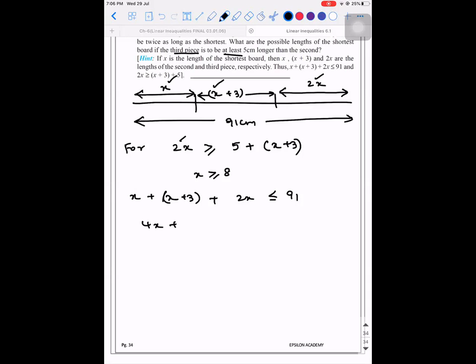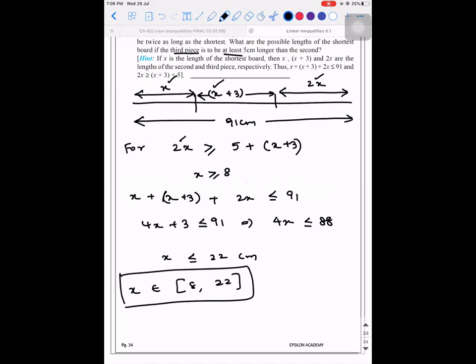So that is 4x plus 3 is less than or equal to 91, which implies 4x is less than or equal to 88. x should be less than or equal to 22. So what are the values of x? x belongs to 8 to 22. So the value of x can be anywhere between 8 centimeters and 22 centimeters, where 8 and 22 are included. Okay. Is this clear?